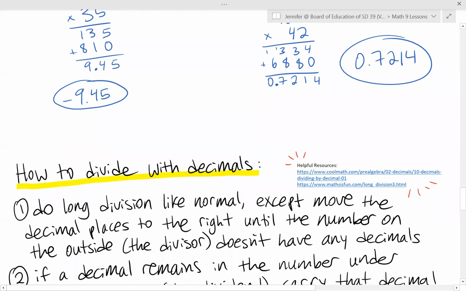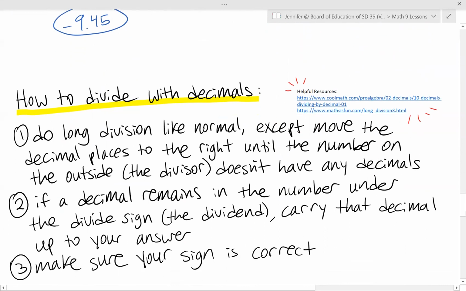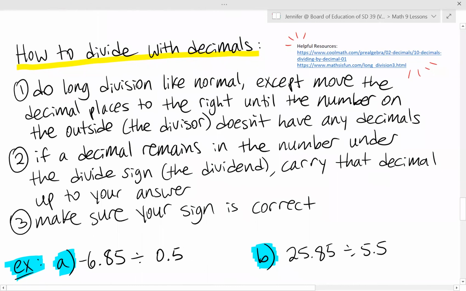Okay, next we're going to talk about how to divide when we're dealing with decimals. So again, hopefully you know how to do long division without decimals, because it's similar to what we did with multiplication. We're going to do long division like normal, except you're going to move around the decimal places at the beginning to account for them. So I'll do an example as I explain these steps, and there are some more helpful resources here if you want to click them to learn more about how to do long division.